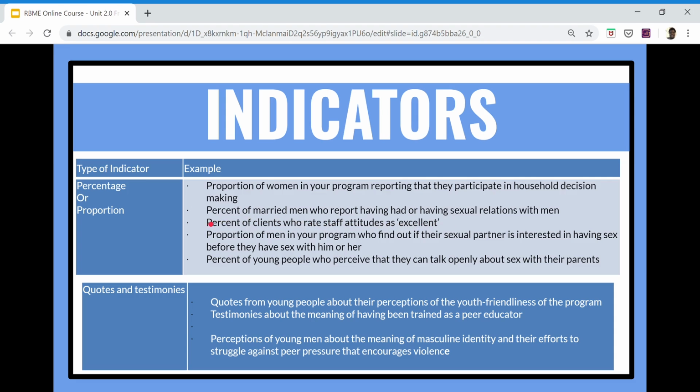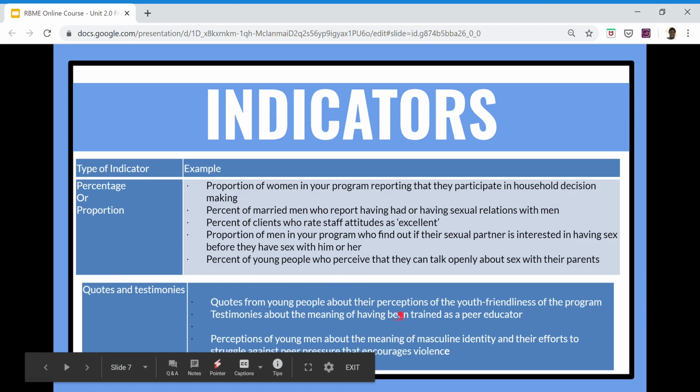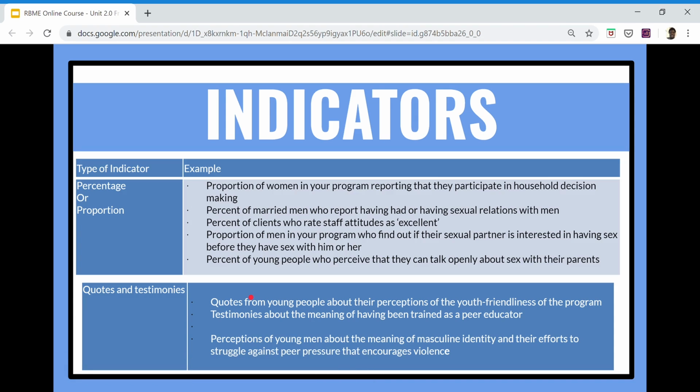This is a pointer to what we'll be looking out for. We're either going to see an increase in our program, or we're going to see a decrease. So it's not just that we're going to run our program and have nothing to look at to measure what we refer to as success. You could also have non-numerical indicators in terms of quotes, testimonies, cases, typologies, and perceptions. Think about that.